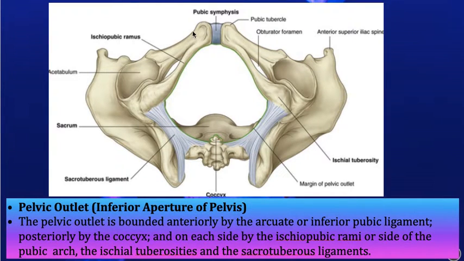Now, this is the pelvic outlet, or the inferior aperture of the pelvis. The pelvic outlet is bounded anteriorly by the arcuate or the inferior pubic ligament, posteriorly by the coccyx, and on each side by the ischiopubic rami, as you can see over here, or the side of the pubic arch, the ischial tuberosities, and the sacrotuberous ligament. Here, the sacrotuberous ligament.